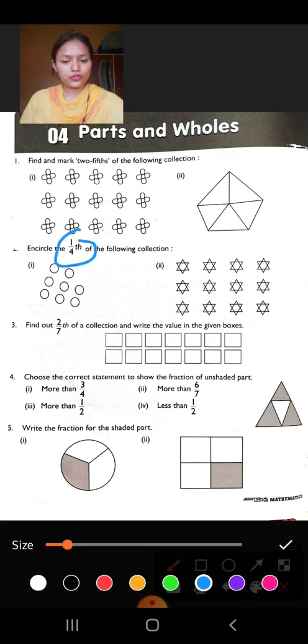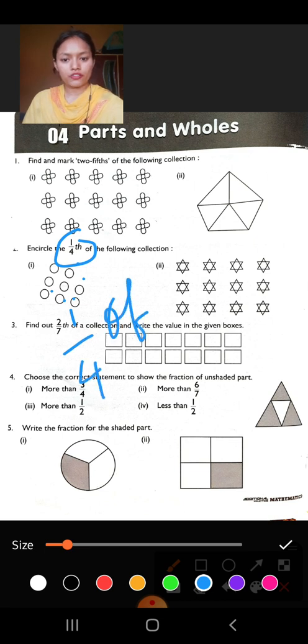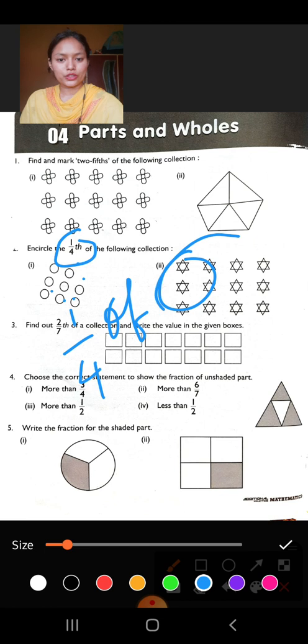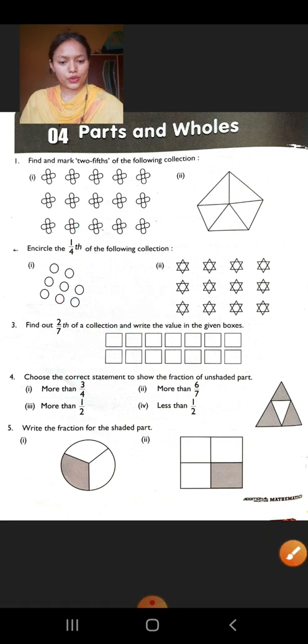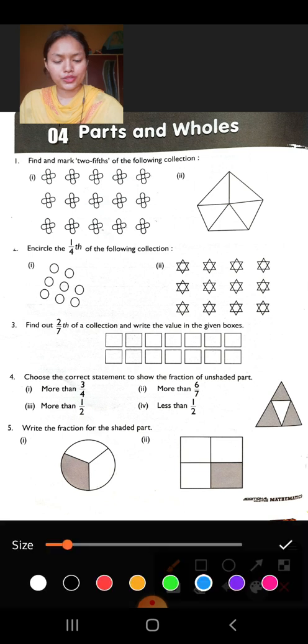Now in the next question, question number 2, you have to encircle the 1/4 part of the collection. First of all, you will count how many are there. Then you will find 1/4. As we have found in the first question 2/5, similarly, in this one you will find the 1/4. It is like 1/4 of. Now whatever will be the total number you will write here and then cut that and shade, you will get the answer. Similarly, you will do this star one also. These you have to do. Now question number 3 you can leave or you can do it yourself also.